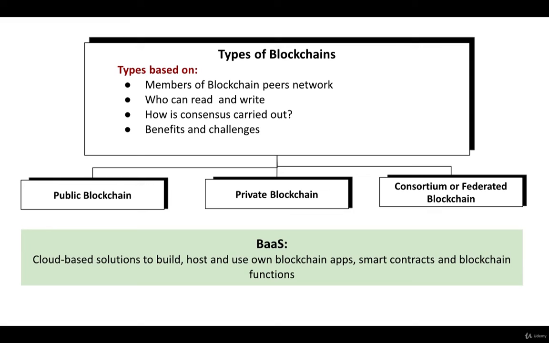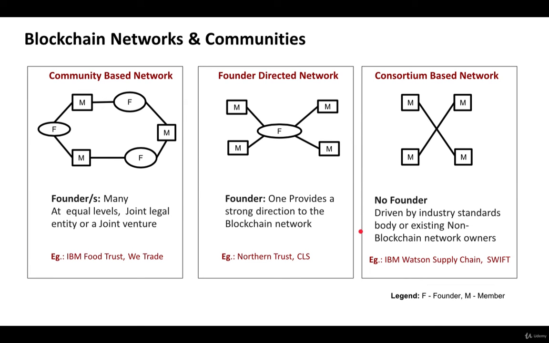After looking at the various types of blockchains, that is public, private, and consortium, and then looking at BaaS, blockchain as a service, in the next point we look at what a blockchain network and community is. Blockchain networks and communities have been on the rise, and they enable data to be shared among various organizations, so that the benefits of blockchain can be taken up not by just one but by various organizations.